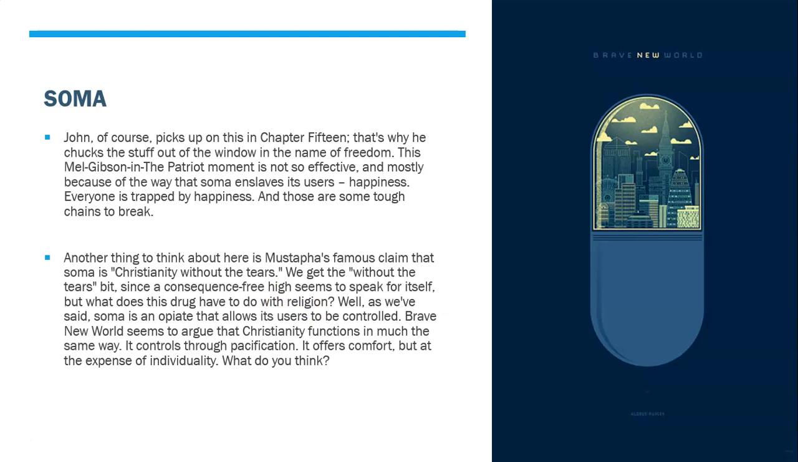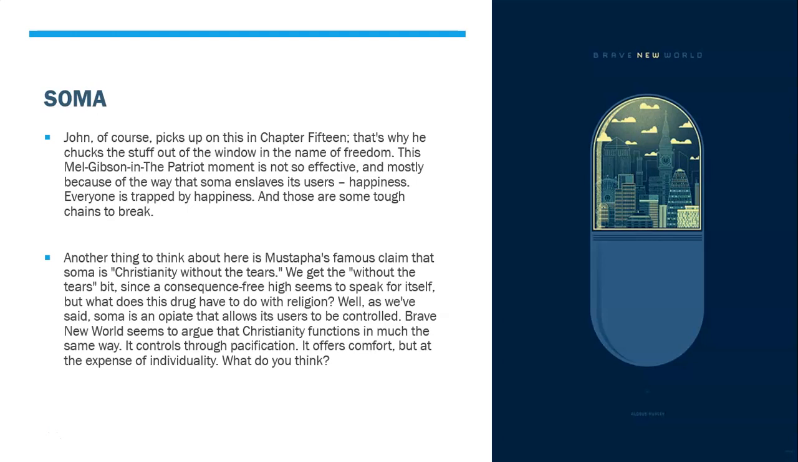John, of course, will pick up on this in chapter 15, and that's why he chucks the stuff out the window in the name of freedom. It's sort of a Mel Gibson in The Patriot moment, but it's not so effective, and mostly because of the way that soma enslaves its users through happiness. Everyone is tracked by happiness, and those are some of the toughest chains to break.